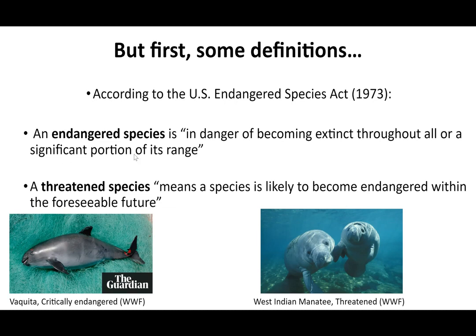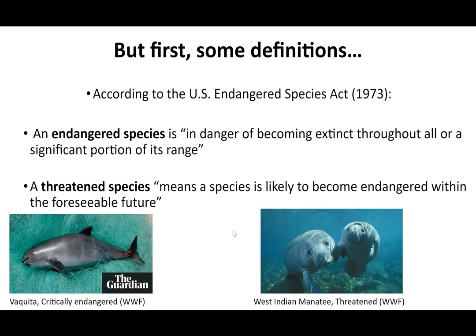And that's one aspect of the endangered species list. You could be any different types of endangered. And then the better part of being on the endangered species list is the threatened species part, which basically is defined as a species that is likely to become endangered within the foreseeable future.